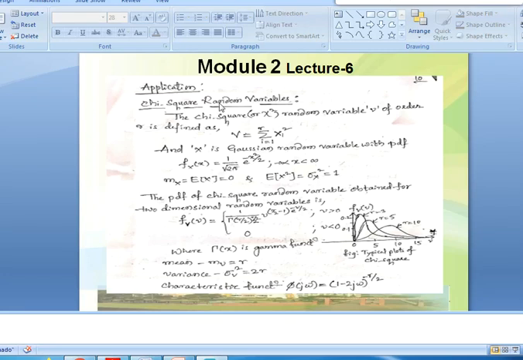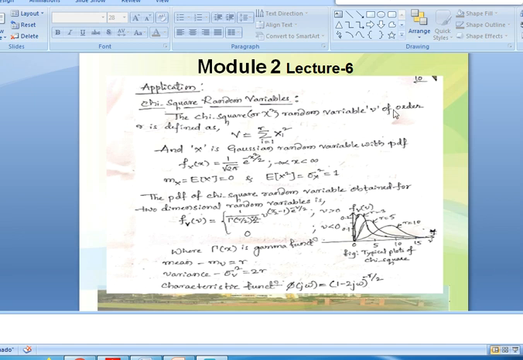We'll see the applications of the joint probability densities. The applications of conditional joint probabilities are the chi-square random variables. The chi-square random variable is one of the important random variables which will be used in the conditional joint probabilities. The chi-square is represented by this symbol.